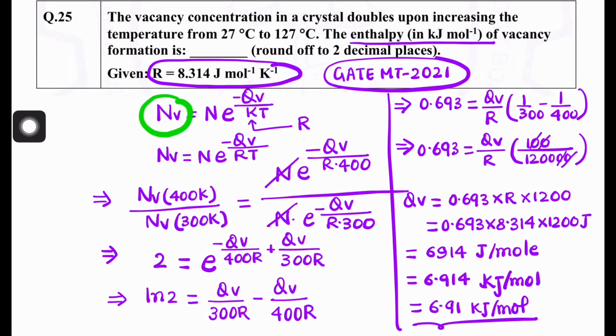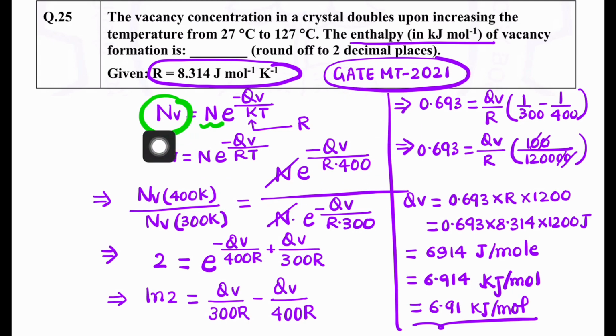This is the total number of vacancies at equilibrium. This is the total number of atomic sites into e to the power minus QV by KT. This QV is energy required for the formation of a vacancy. For vacancy, I have to use here K. For 1 mole of vacancy, I have to use here R, because K multiplied with the Avogadro number is giving you R value. Now, since in the question it is asking you kilojoule per mole, so better to use R.